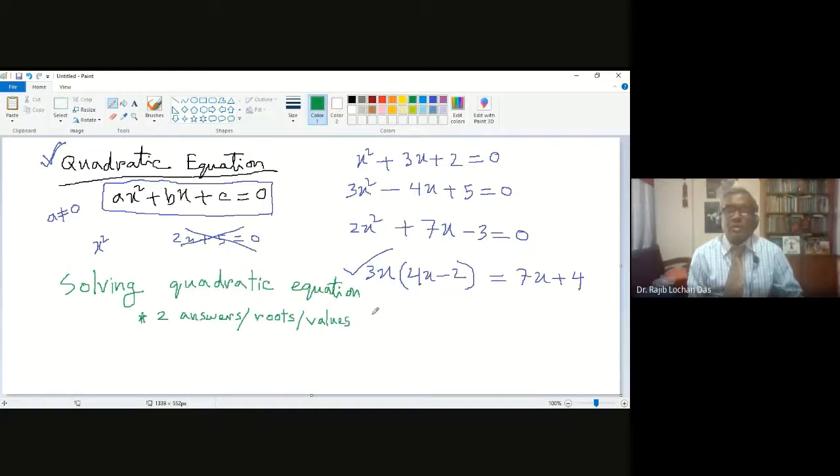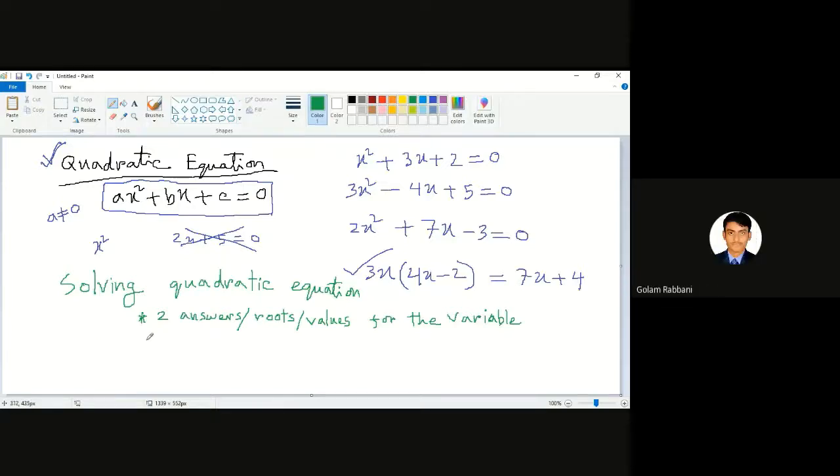So all these are possible for the variable. For the variable means for x. So there will be two answers for x every time. If you use middle term, fine, two answers will come. If you use another system, that is also okay, two answers will come. Do you understand what I'm saying?